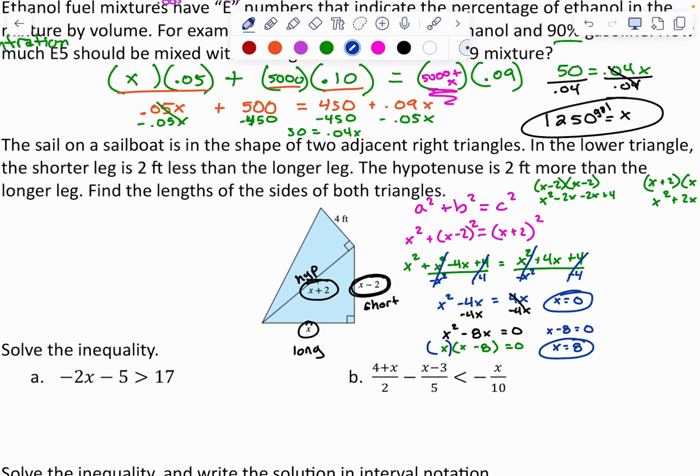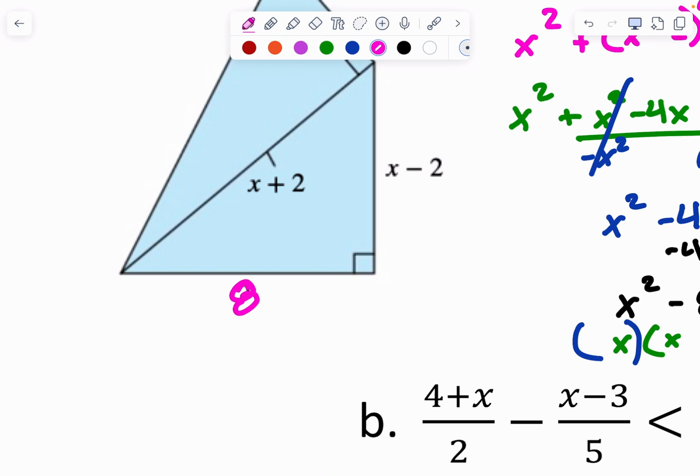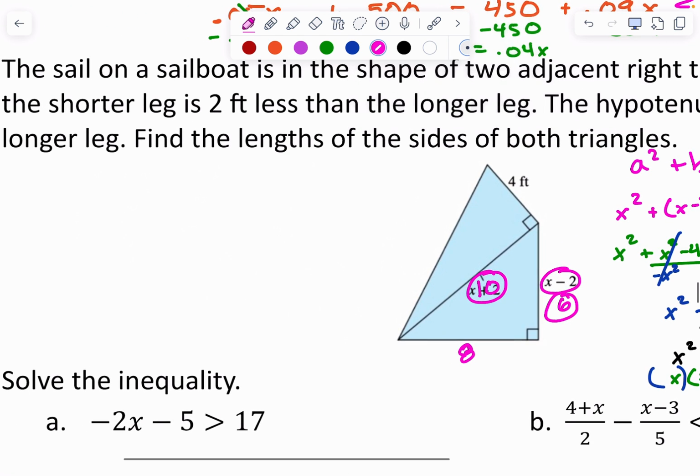All right, now, which one is the right answer? 0 or 8? 8, because you can't have a side that's 0. So this is 8. This one is 6, and this one is 10. Okay, that was the sides of that triangle. So that triangle is a 6, 8, 10, which is technically a 3, 4, 5. So that's one triangle.